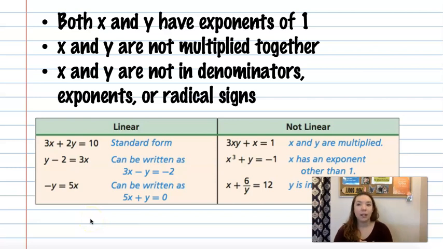And then on the right-hand side are some examples that are not linear. This one does not qualify because x and y are multiplied together. That's not allowed. This one doesn't qualify because x has an exponent of 3. And this one doesn't qualify because y is on the bottom. We have talked about that briefly before, but that's just a reminder of how you can identify if your function is linear or not linear.